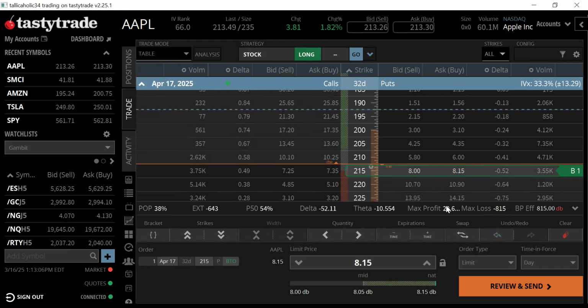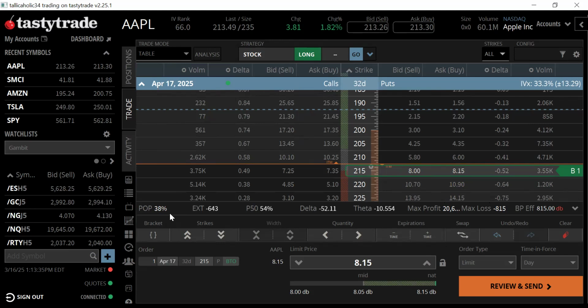Our max profit is capped because obviously Apple can only go from 213 to 0. It cannot go any lower than 0. So on your call side, when you're purchasing calls, it's infinity, right? Because technically stocks can go up forever, but stocks can only go so far down. They can only go to 0. So your max profit is capped down here, and that is if Apple goes to completely 0 by April 17th. That's what we will realize in our gains.